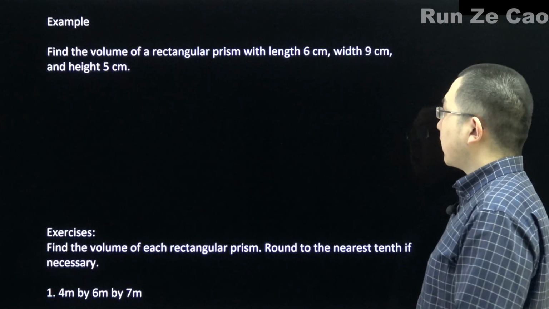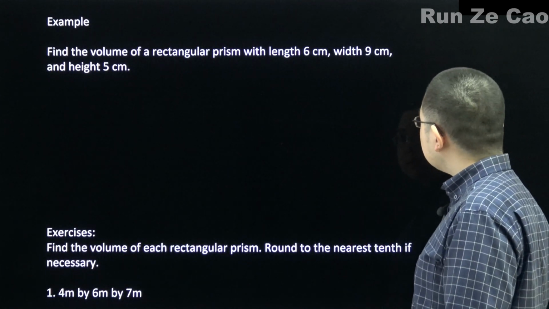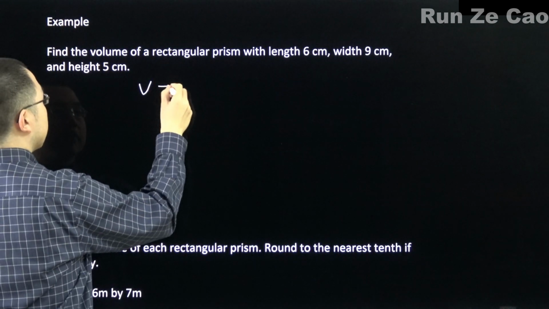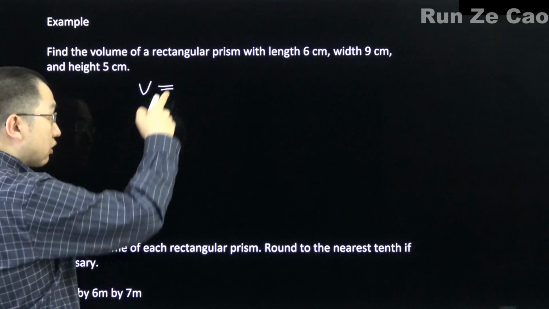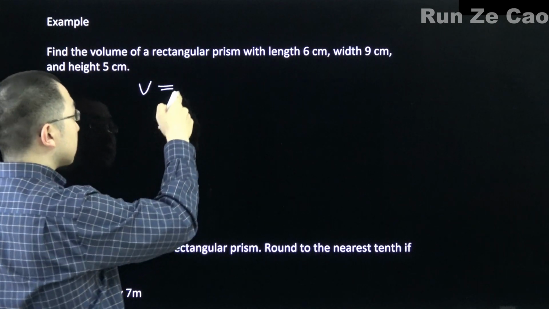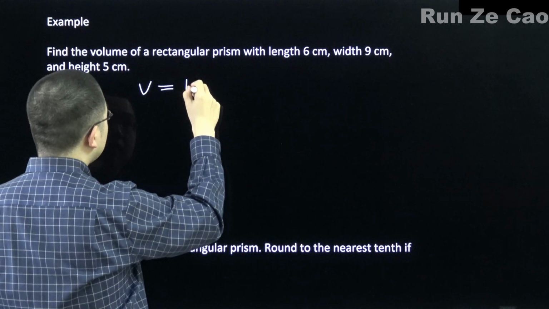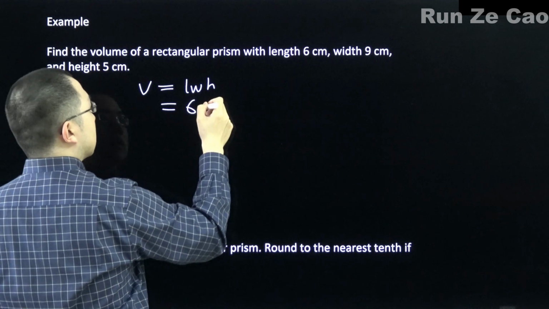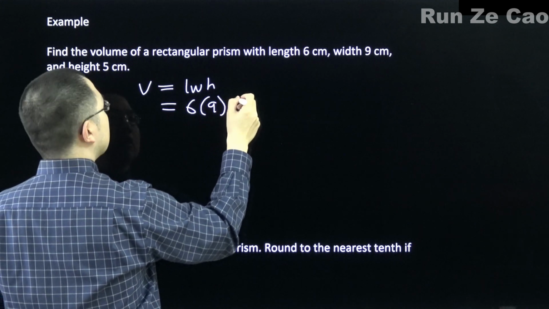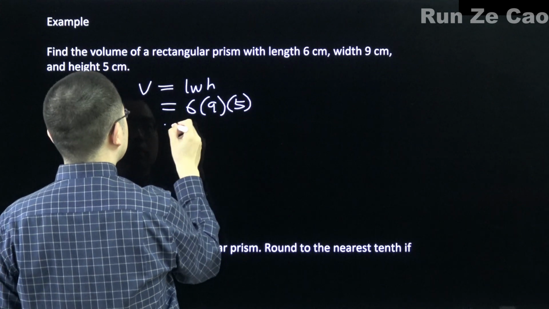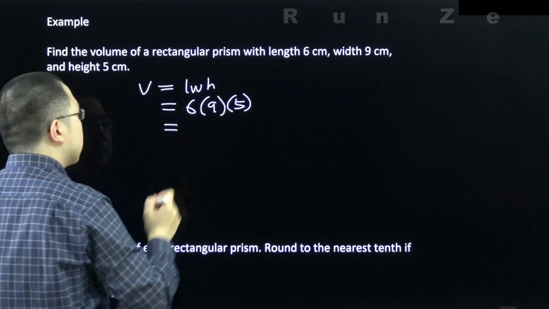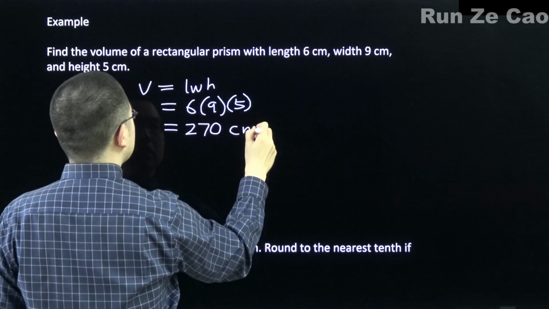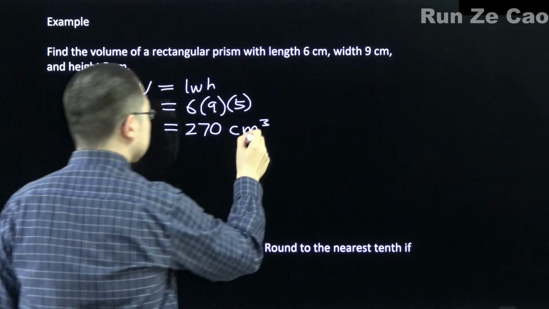Let's find the volume of a rectangular prism with length 6 centimeters, width 9 centimeters, and height 5 centimeters. For any prism, the volume is base times height, but for a rectangular prism, instead of capital B, we can put length times width, and then times height. So that's 6 centimeters by 9 centimeters by 5 centimeters. So 5 times 6 is 30, times 9 is 270, and this is in cubic centimeters.